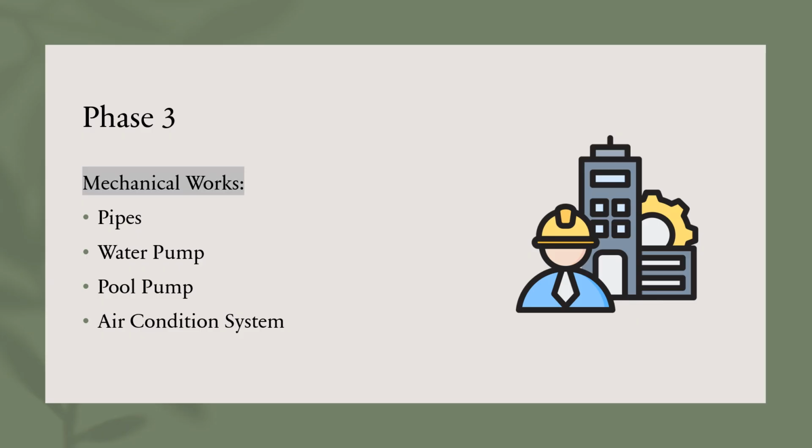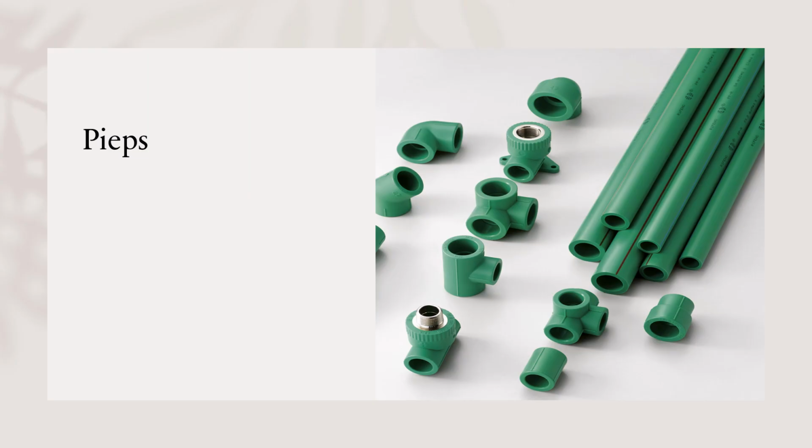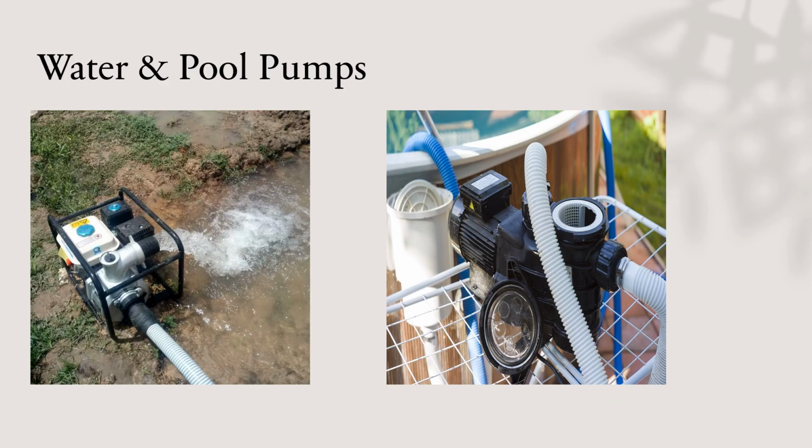It's about the air conditioning system, the drainage system, irrigation system, and the pipes. Most importantly to note that the pipes are of this nylon material. Water and pool pumps are connected by the water plumbing pipes. The water or pool pump for the swimming pool will also be of a greater capacity so that it can pump water for a long time.